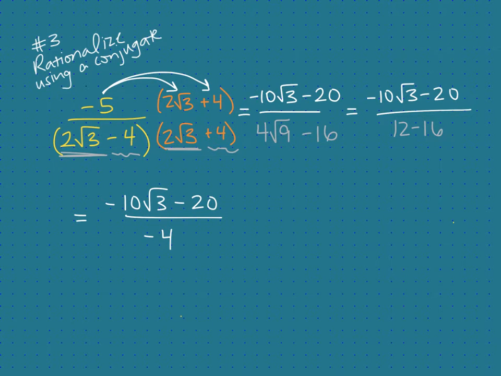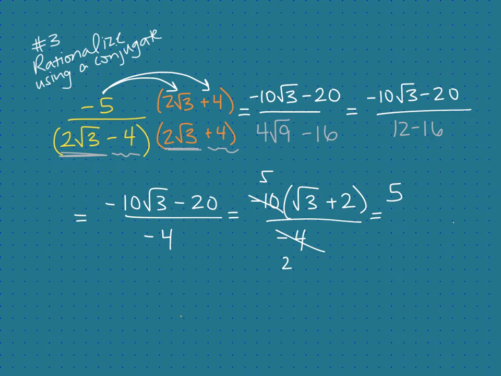Now, can all three terms be simplified? Yes. I'm going to do something to get rid of the negatives too. Let's factor out a negative 10 out front. We'll be left with root 3 minus 2, plus 2. The denominator, negative 4. And negative 10 and negative 4 can both be divided by negative 2. So 2 and 5. So here's one way we can write our final answer.